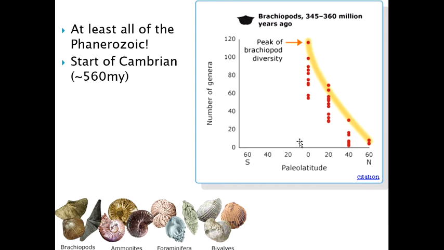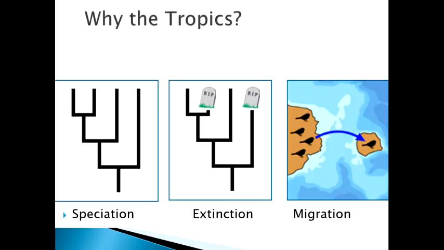Notice there's not data for huge portions of this, but relevant portions. So these are brachiopods of the Carboniferous. There is a peak in the tropical regions and a decline towards the poles. So it works. The next question would be, well, why the tropics? What could it be that's doing that?